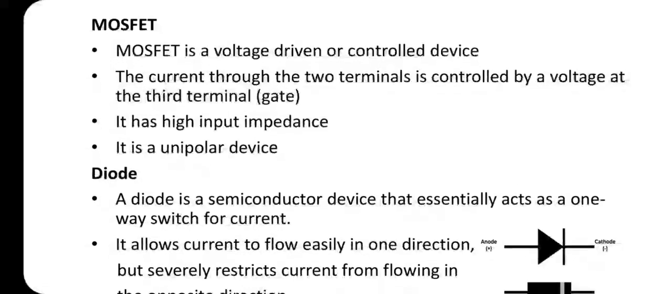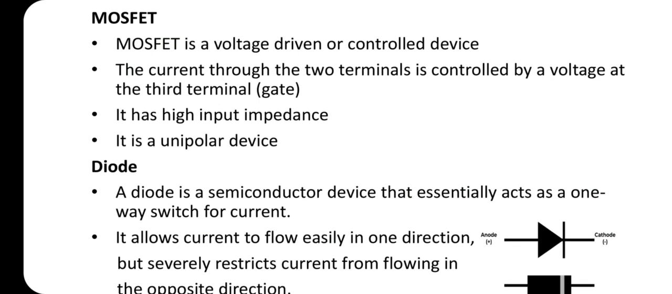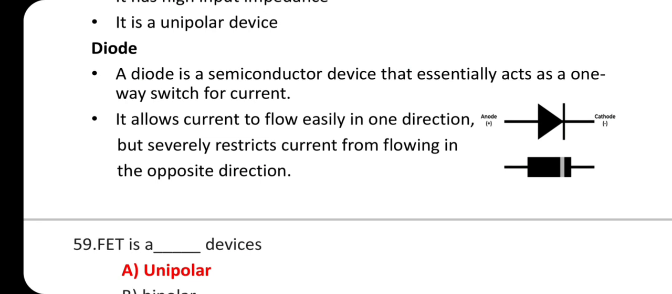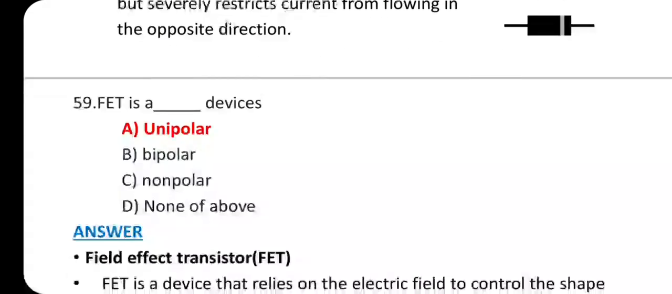MOSFET. MOSFET is a voltage driven or controlled device. The current through the two terminals is controlled by a voltage at the third terminal, gate. It has high input impedance. It is a unipolar device. Diode. This is a symbol of the diode. A diode is a semiconductor device that essentially acts as a one-way switch for current. It allows current to flow easily in one direction but severely restricts current from flowing in the opposite direction.